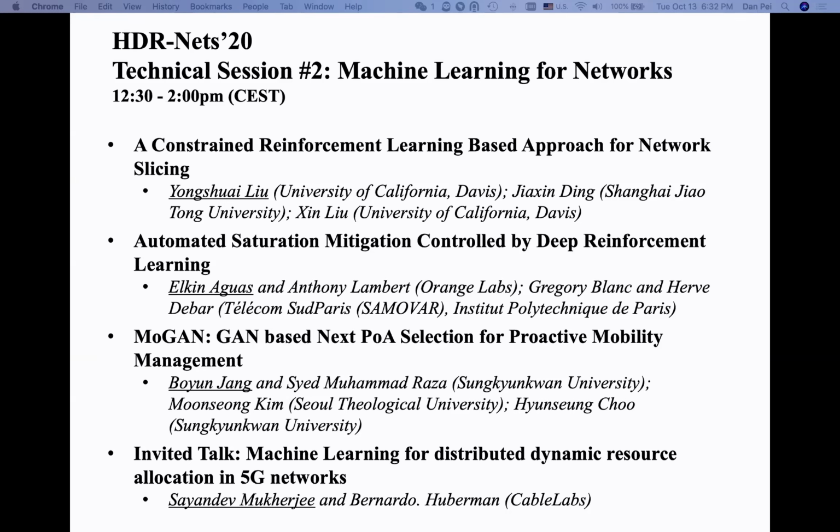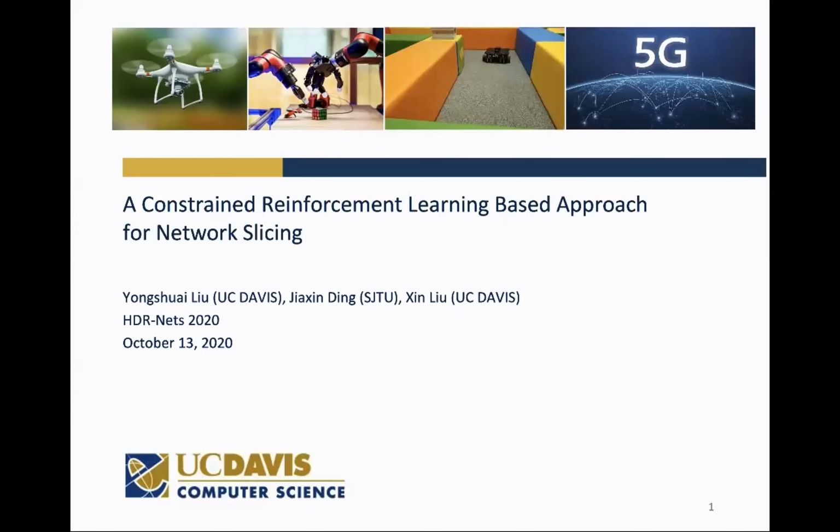I'll stop the sharing, and Yongshuai, you can start sharing while I introduce you. Our speaker is Yongshuai Liu from UC Davis. Yongshuai is currently a 4th-year PhD student at UC Davis. His research interests fall into reinforcement learning and networks. He currently focuses on real-world reinforcement learning problems, including constraint, sample efficiency, etc. Now, let's welcome Yongshuai for his talk.